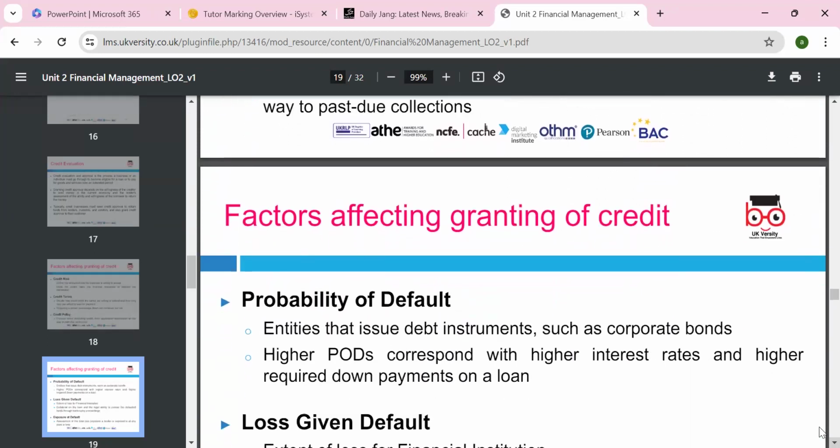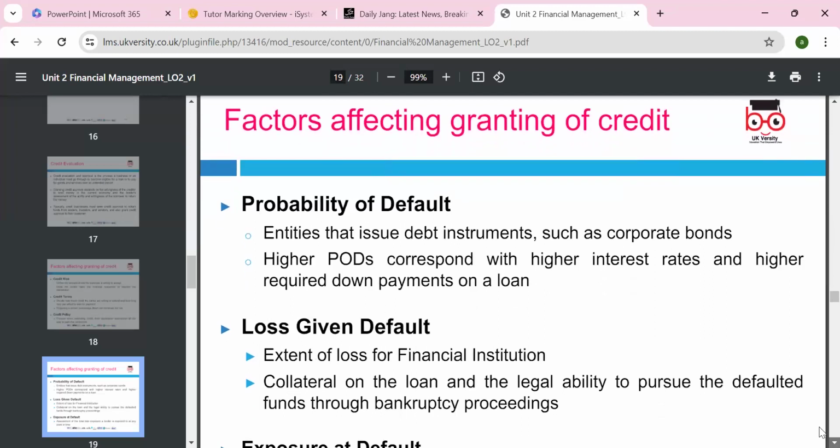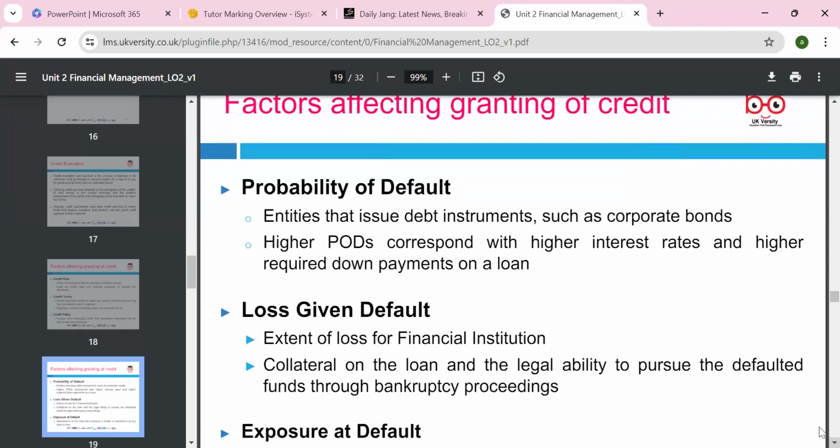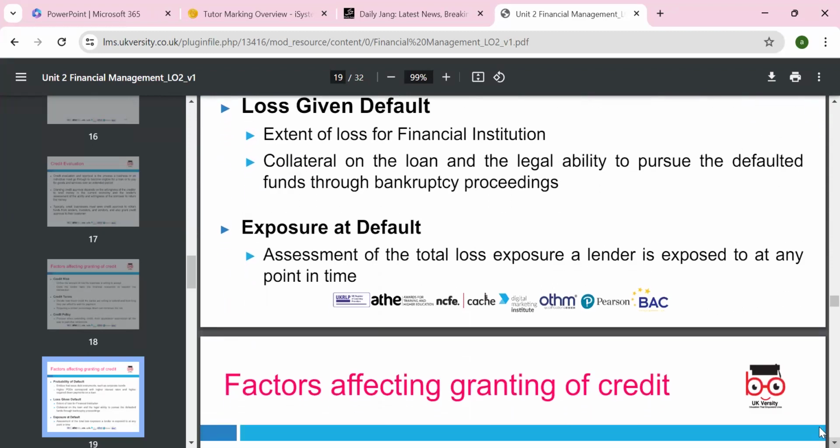So, factors affecting the granting of credit: probability of default is the chance the issuer of debt instruments, such as corporate bonds, defaults, and the higher it is, the higher the interest rate and the higher the required down payment on the loan. Loss given default is the extent of the loss to the financial institution, considering the collateral of the loans and legal abilities to pursue the defaulted funds. Exposure at default is the assessment of the total loss exposure the lender has at that point in time.